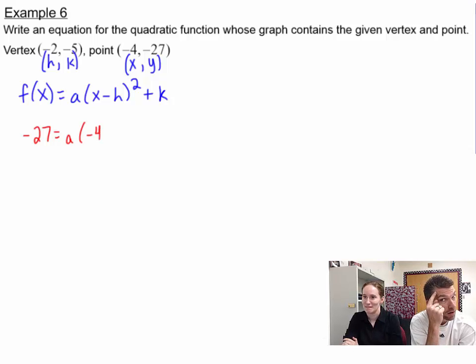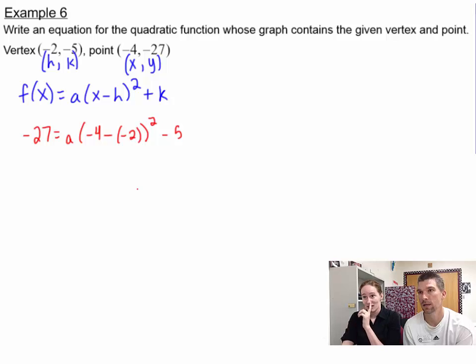Gray hair. Minus a -2. And did I get everything in right? Is that all the way it's supposed to be? -27 and -4. I believe so. Okay, yep. So we just plugged in h, k, x, and y.